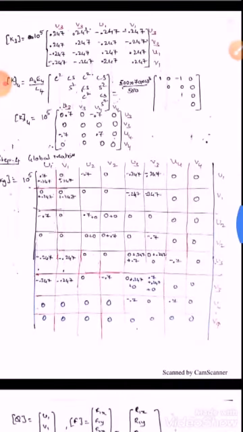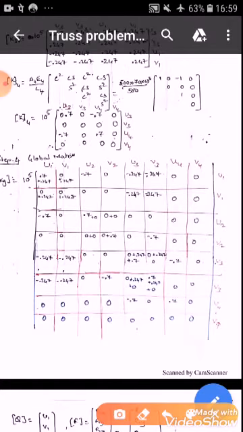See the size of this global stiffness matrix. Now it has 4 nodes, and each node has 2 degrees of freedom. So 4 twos are 8. 8 by 8 is the size of the global stiffness matrix. You can see U1 V1, U2 V2, U3 V3, U4 V4 are the columns, and U1 V1, U2 V2, U3 V3, U4 V4 are the rows. It is an 8 by 8 matrix.